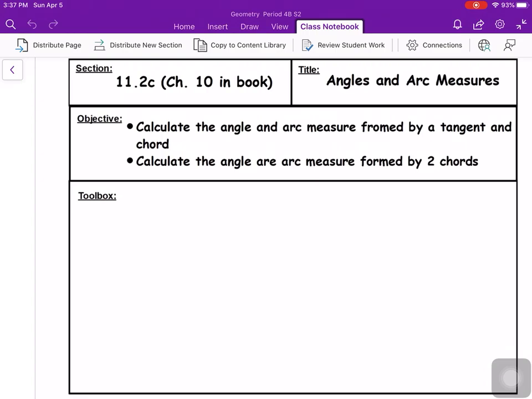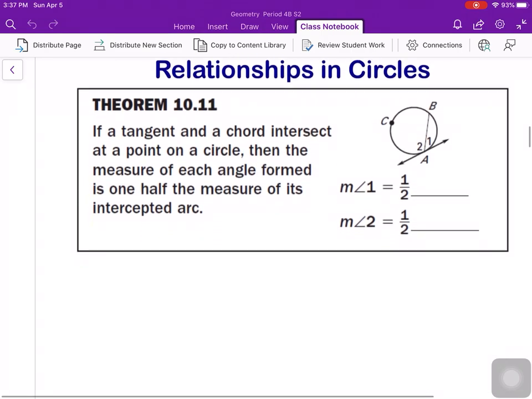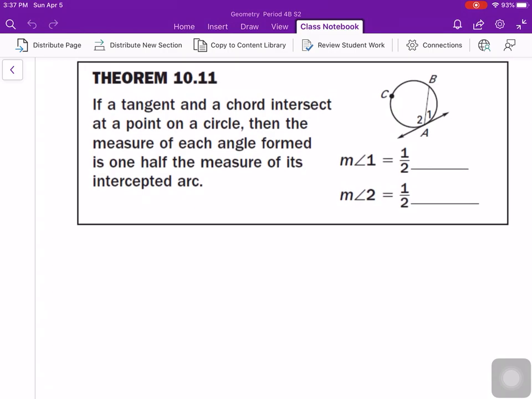So today's lesson is we're going to calculate the angle and arc measures formed by a tangent and a chord, and then calculate the angle and arc measures formed by two chords. So these are going to be the same formula for both of them, and you'll kind of see the similarity between them. Okay, so the first one, if a tangent and a chord intersect at a point in the circle, then the measure of each angle formed is 1/2 the measure of its intercepted arc.